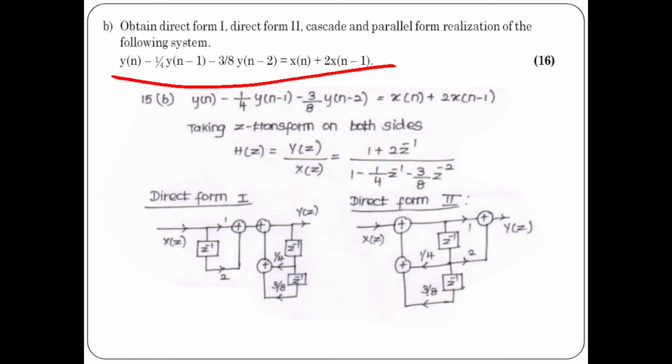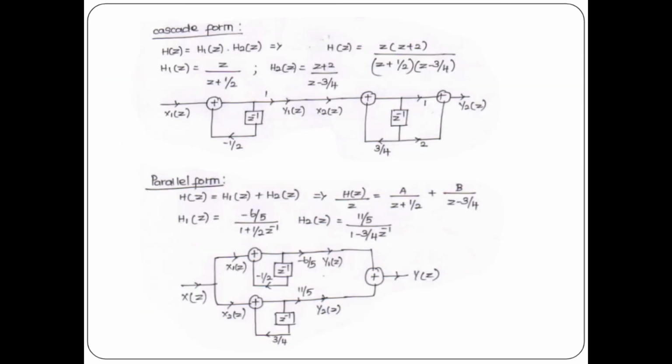Here they have clearly mentioned we have to draw direct form 1 as well as direct form 2. Direct form 1 compared to direct form 2, direct form 2 uses the minimum number of memory elements or delay elements. And for cascade, we have to write H of z equal to H1 of z into H2 of z. We have to draw H1 of z and H2 of z separately and connect them in a cascade connection. So what is a cascade connection? The output of the first system is connected to the input of the second system.